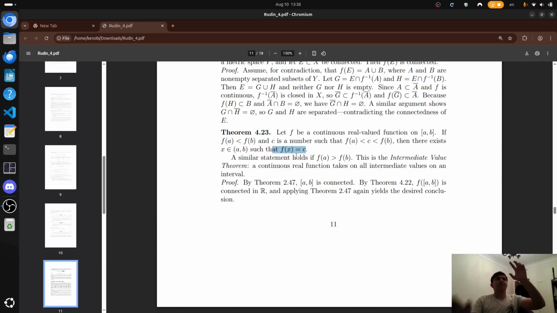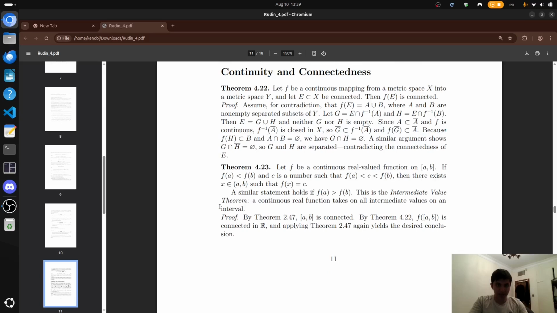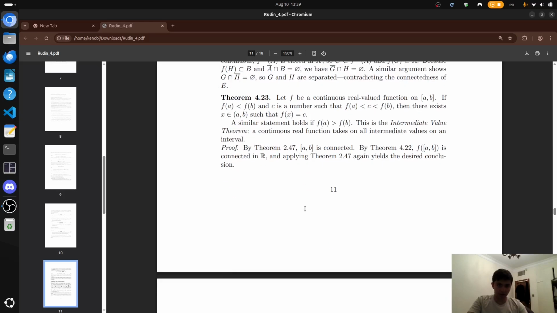Basically, you're taking a neighborhood and a neighborhood here. You're saying if this is in this neighborhood, it's going to be in this neighborhood. That's basically what it's saying, and it follows from this theorem over here because we just showed that it's connected. [a, b] is connected, f of [a, b] is connected, and if you apply it again, you're going to see that there's going to be some x which gives you c when you apply the function to it.